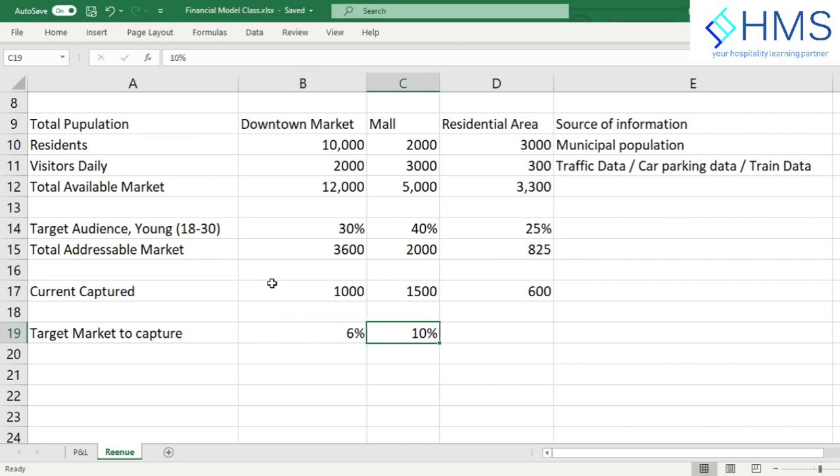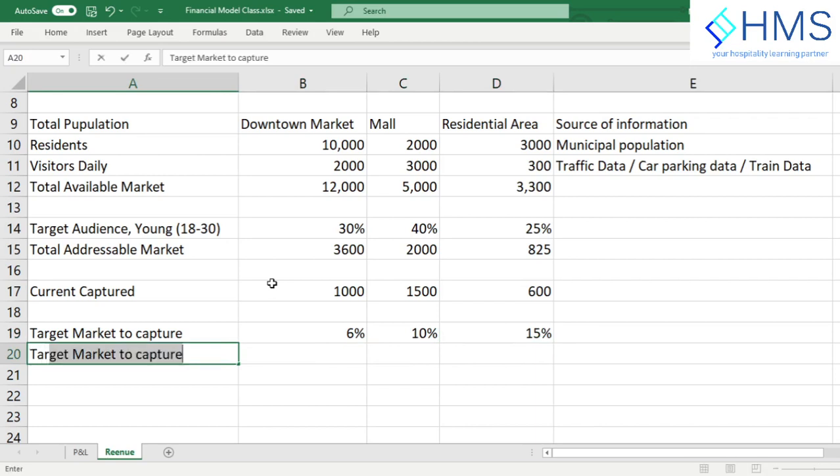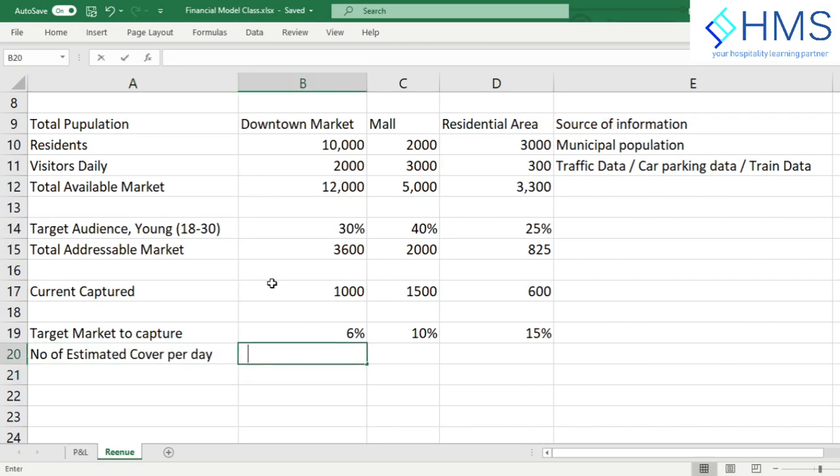Mall maybe is not yet there, or you think you can build a better product. Maybe in a residential area, you can say, okay, I can capture maybe 15% market in these years. So now you will be able to say how much of the target market you think you can capture. So the number of estimated hours per day. So here you can say, okay, now I get it.